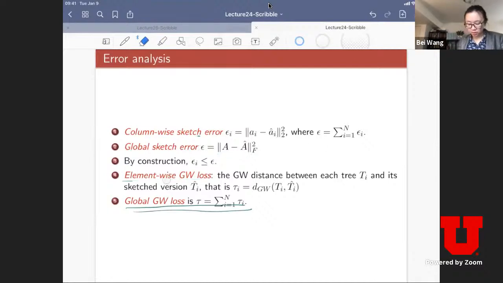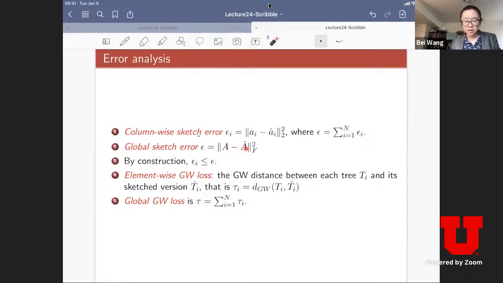The last bit is talking about the error, right? Remember, this error tells me essentially what the outliers are with respect to the given chosen basis. The ones with a high sketch error or high GW loss are the ones that can be considered outliers. The classic thing coming directly out of matrix sketching is what I call the global sketch error. The global sketch error is essentially the Frobenius norm between the data matrix A and A hat, before and after sketching. So this is a global measurement, okay?